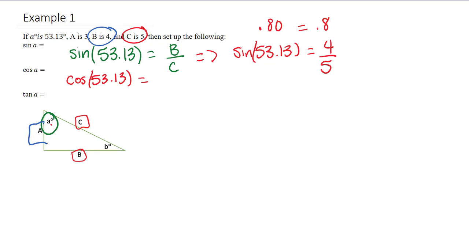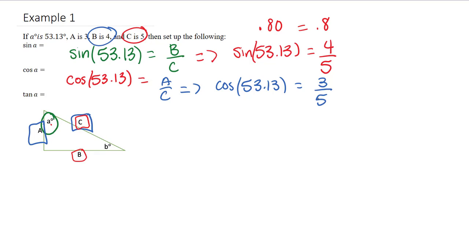So what's adjacent? This is A over C. So let's go ahead and just fill it in. If it's just A over C, let's go then cosine of 53.13. Now A is 3 and then C is 5.